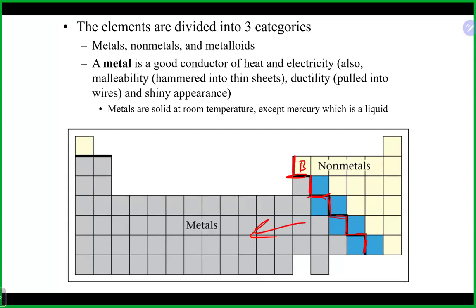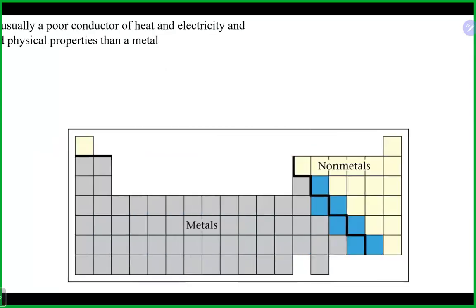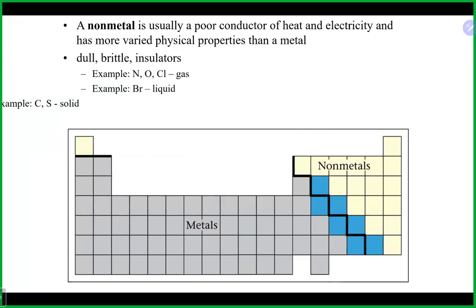Now, a second category of elements is nonmetals. And nonmetals are found upper right of that staircase. Nonmetals are basically your opposite characteristic of metals. They are bad conductors of heat and electricity. They also have more variety of states. Some are solids, some are liquids, some are gases. They typically are dull, they're brittle, they're used as insulators.